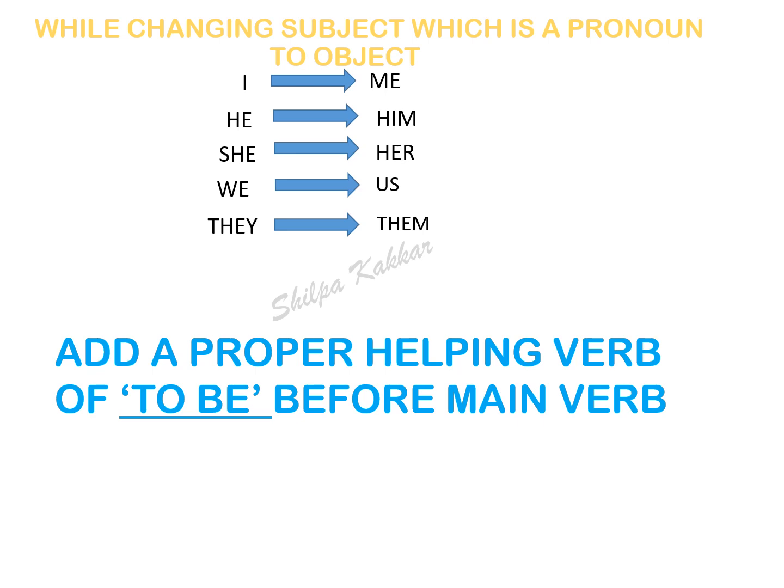If it is she, then obviously it will be turned to her. If it is plural, we, then it would be us. And they would be them. So we have to be very careful while changing the subject, which is a pronoun, to object.